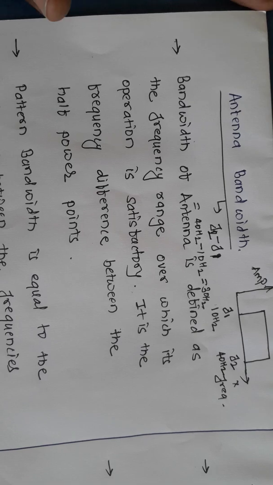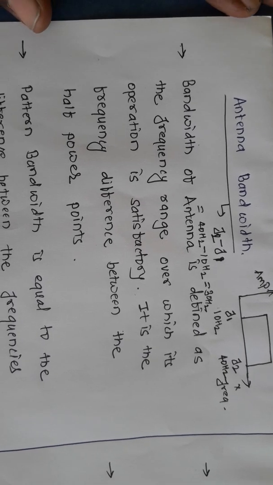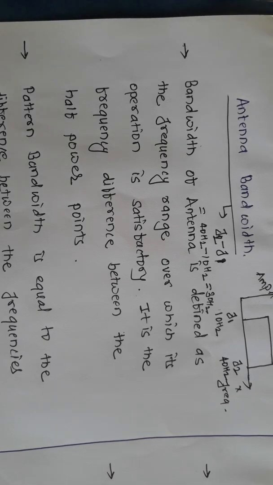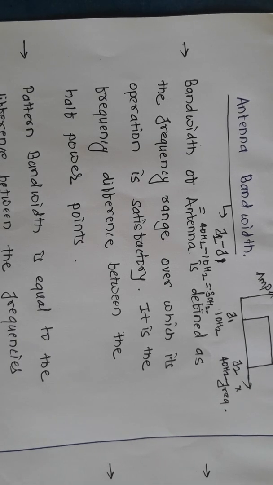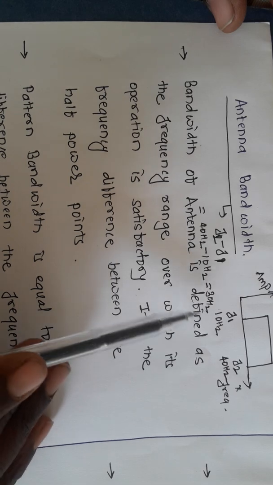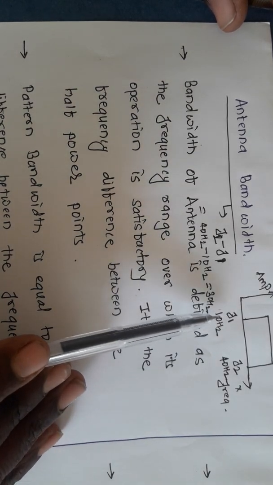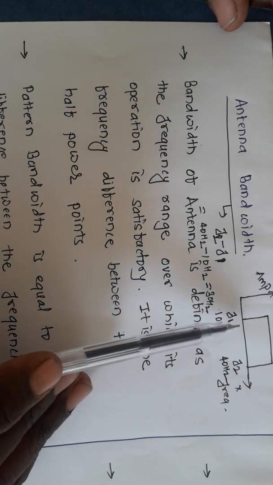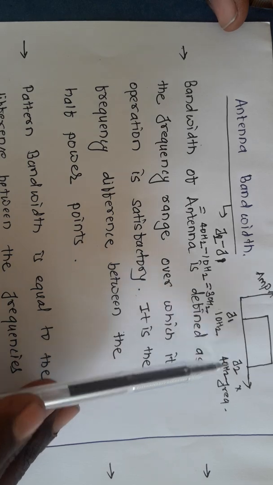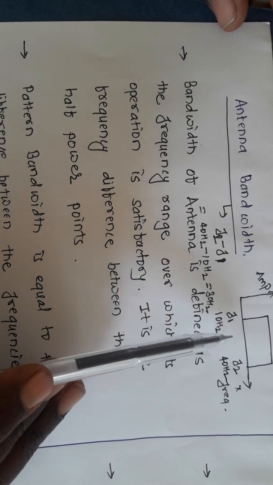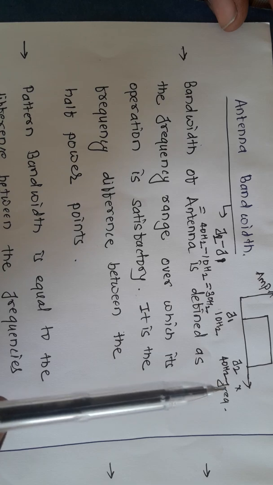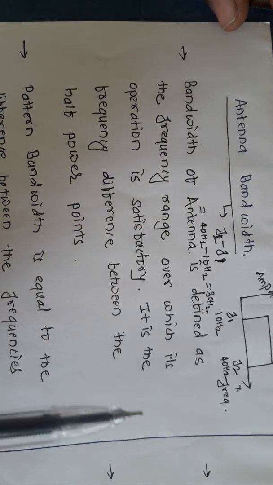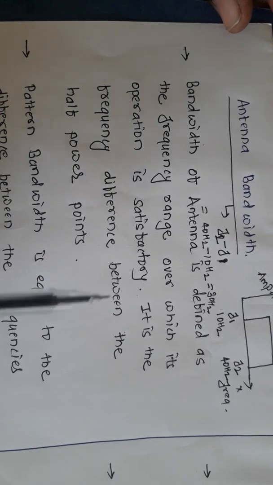Now when we talk about the antenna bandwidth, we can say that antenna bandwidth is nothing but the range of frequencies over which the antenna operation is satisfactory. Suppose I have designed an antenna which works from 10 hertz to 40 hertz. So we can say that for the range of frequencies 10 hertz to 40 hertz, the antenna is working satisfactorily, giving a positive response and radiating very efficiently.